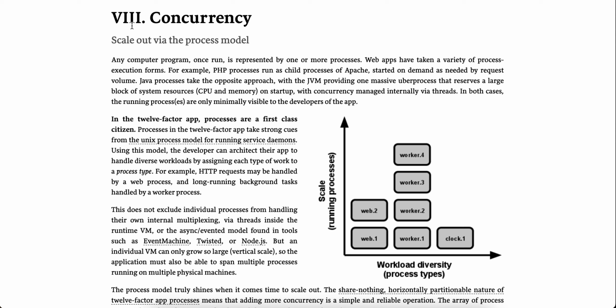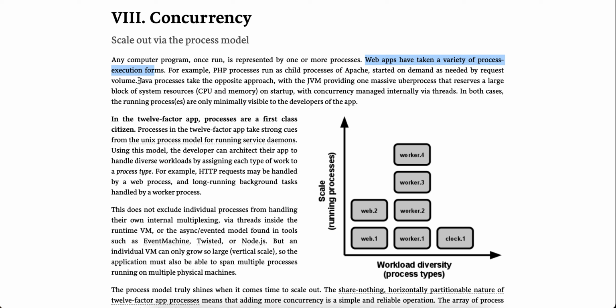Now, concurrency: scale out via the process model. Any computer program once run is represented by one or more processes. Simple, fair enough. I'm going to take this slow because I feel this is one of the most important aspects of the 12-factor app. Web apps have taken a variety of process execution forms. For example, PHP processes run as child processes of Apache, started on demand as needed by request volume. Fair enough. As your volume grows, your processes may also spawn up, right?